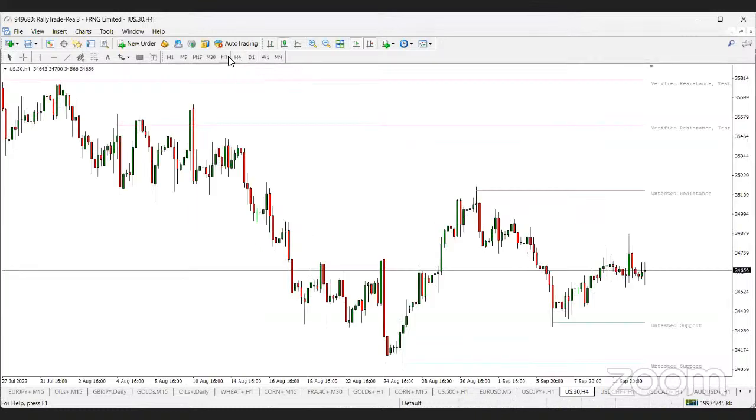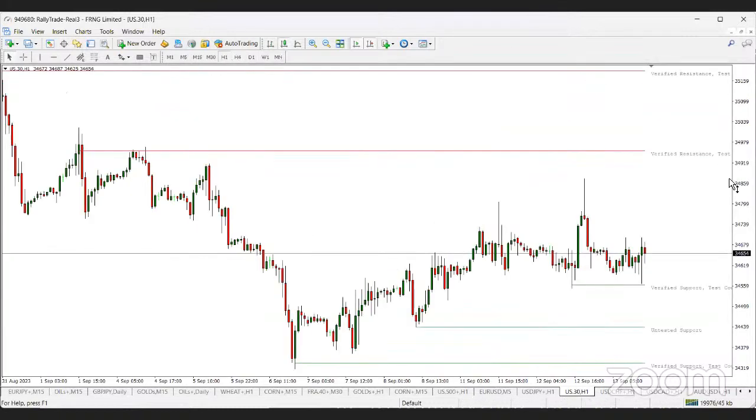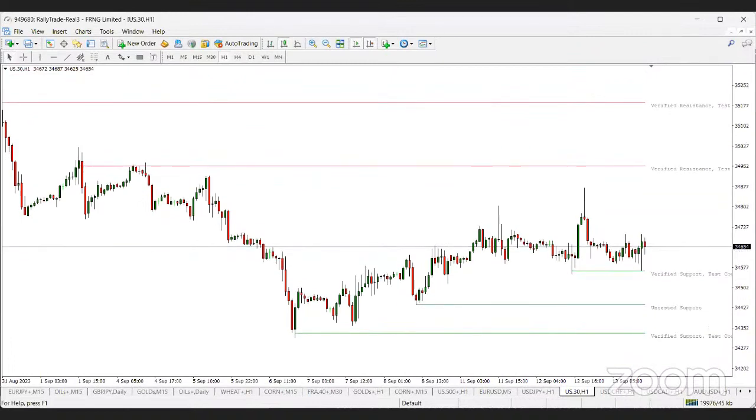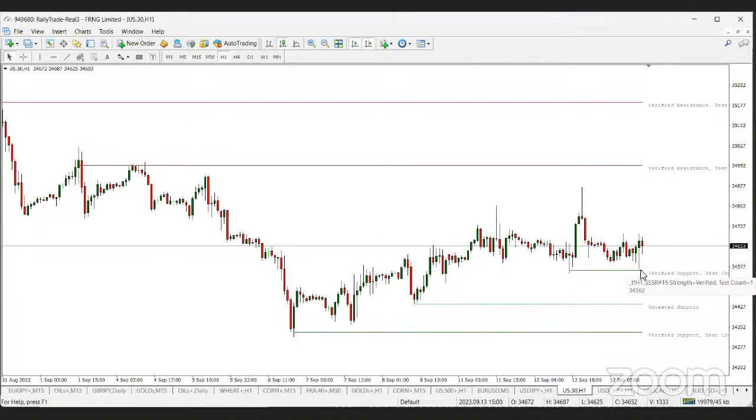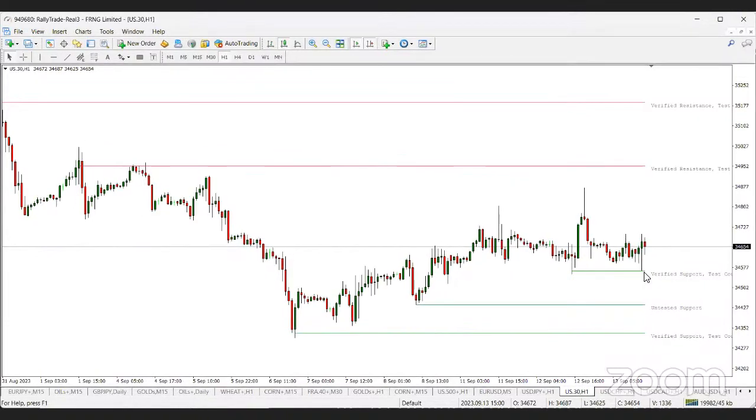Let's look at it on 1 hour. Good. Now this is where it is on 1 hour. On 1 hour, it has hit this verified support. Due to that 130 news, it brought it down to this verified support, after which it has retraced.